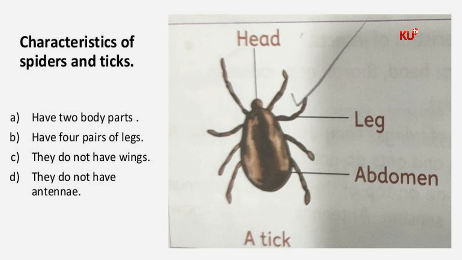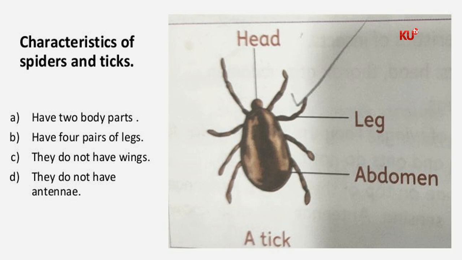In summary, for spiders and ticks, the characteristics are 4. Number 1, they have 2 body parts, as we can see, the head and the abdomen. They have 4 pairs of legs. That is a total of 8 legs. You can count from your diagram. They do not have wings.